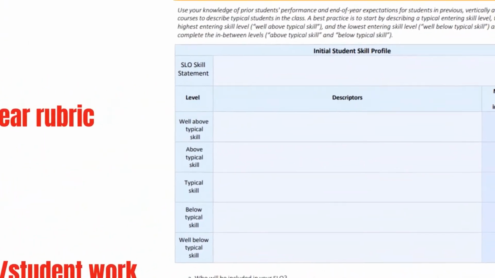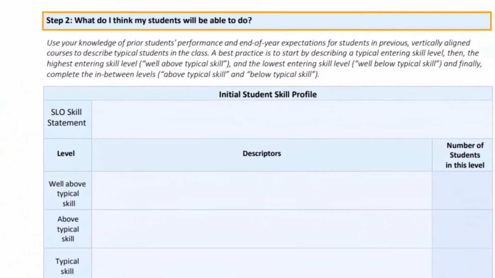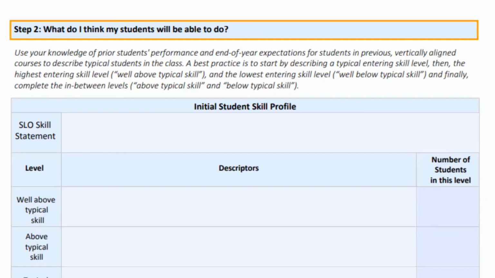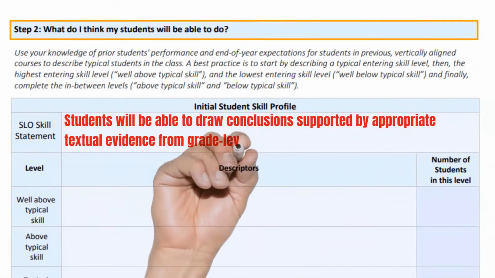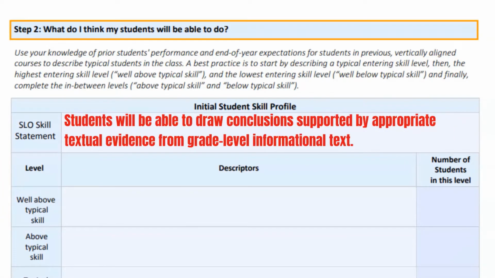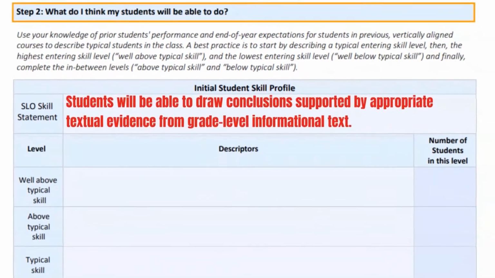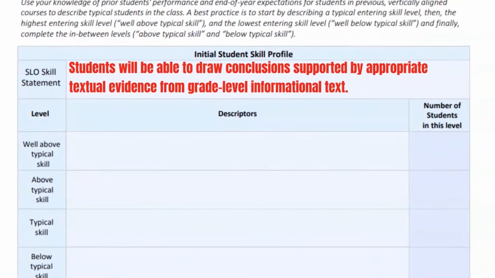As usual, let us begin at the very top. Step 2. What do I think my students will be able to do? One important tip before writing your rubric is to always rewrite your SLO skill statement so that you have that in mind when creating the beginning of the year rubric. Now, let's begin drafting our Initial Skill Profile rubric.